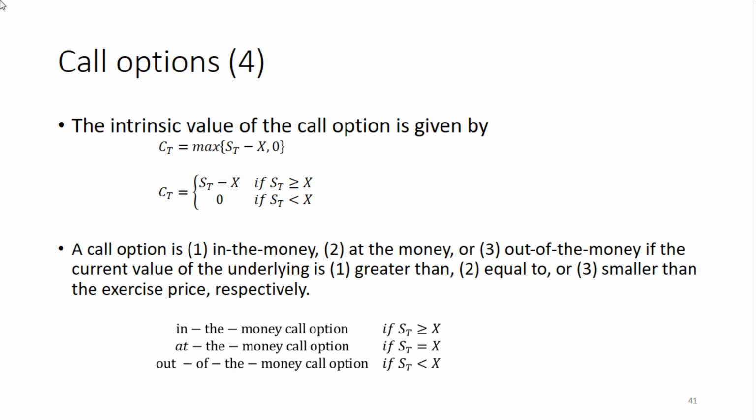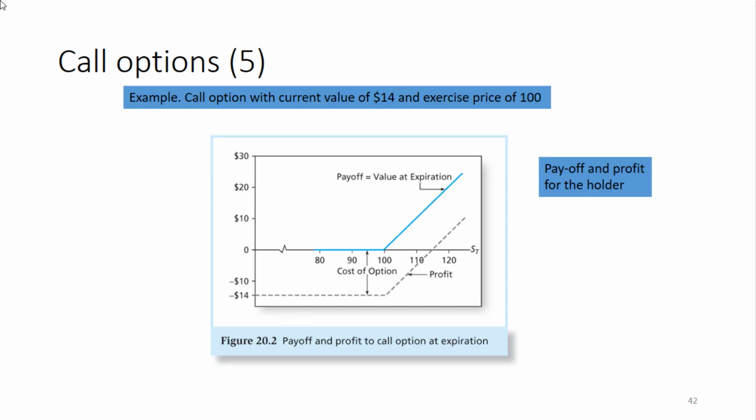During the life of the call option and also at maturity, we could say that the call option is in the money, at the money, or out of the money. That is the case if the price of the underlying security is higher than the exercise price, equal to the exercise price, or lower than the exercise price, respectively. That gives you the intrinsic value that's available.